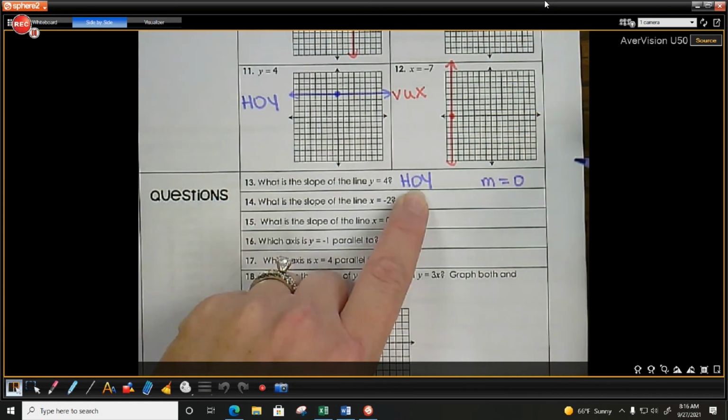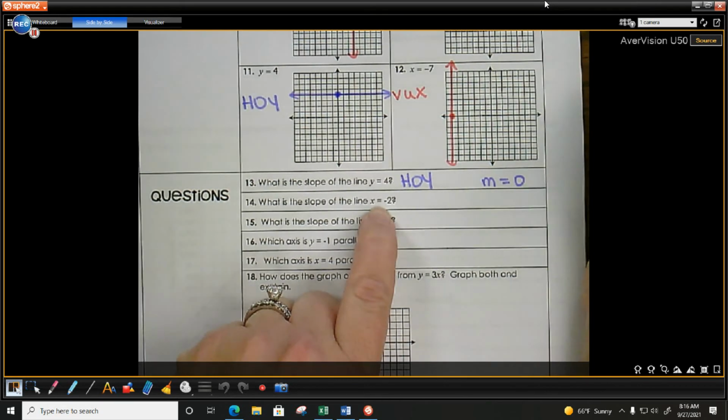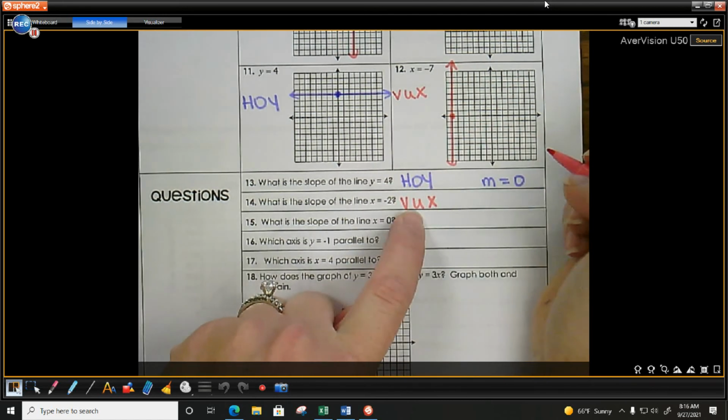Is number 14 a Hoy or a Vux, Heather? Vux, very good. Vertical lines have what kind of slope, Heather? What's the U stand for? Undefined, very good.